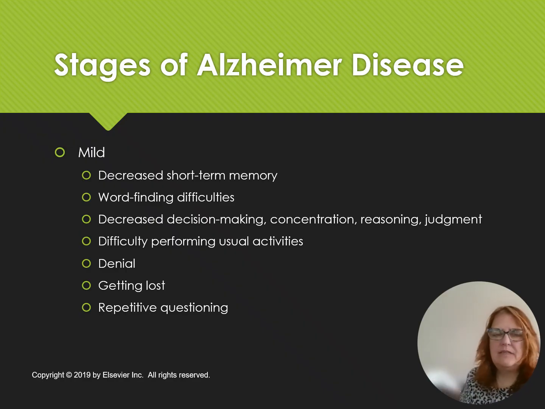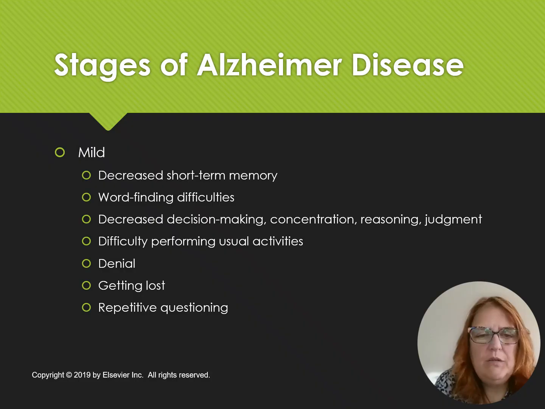So there are stages to Alzheimer's disease. Mild would include decreased short-term memory, difficulty finding words, decreased decision-making, concentration, and reasoning or judgment, and difficulty performing usual activities. They can experience denial, they get lost, and they ask repetitive questions.